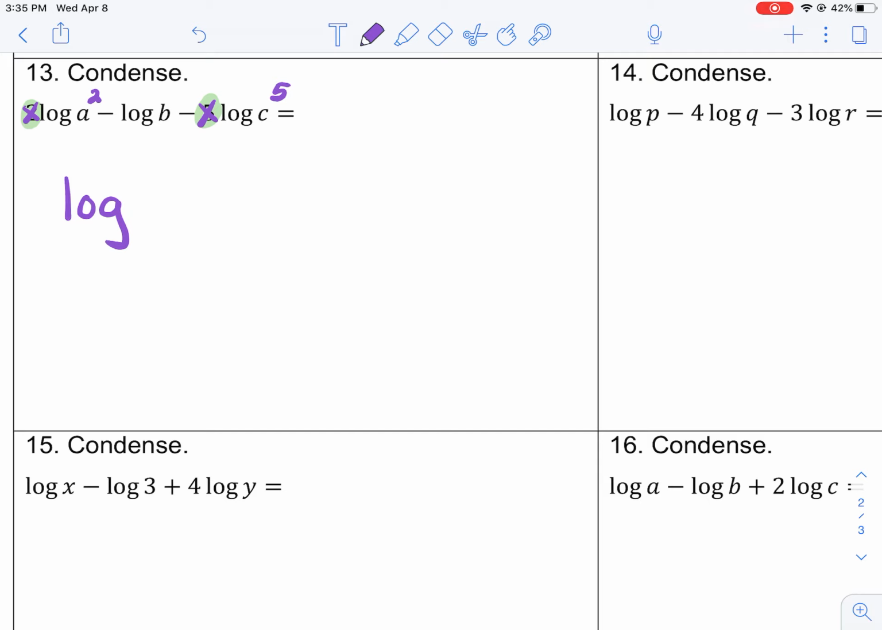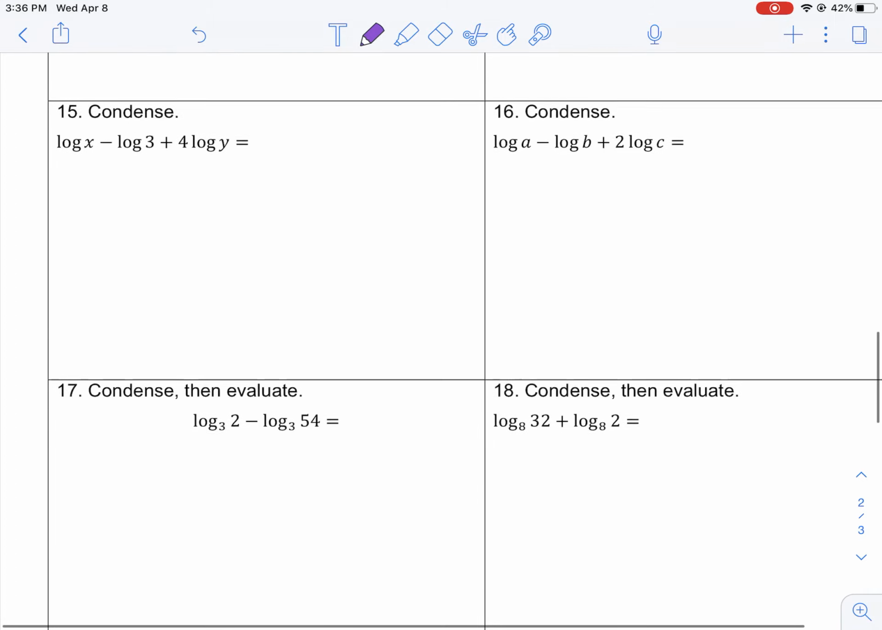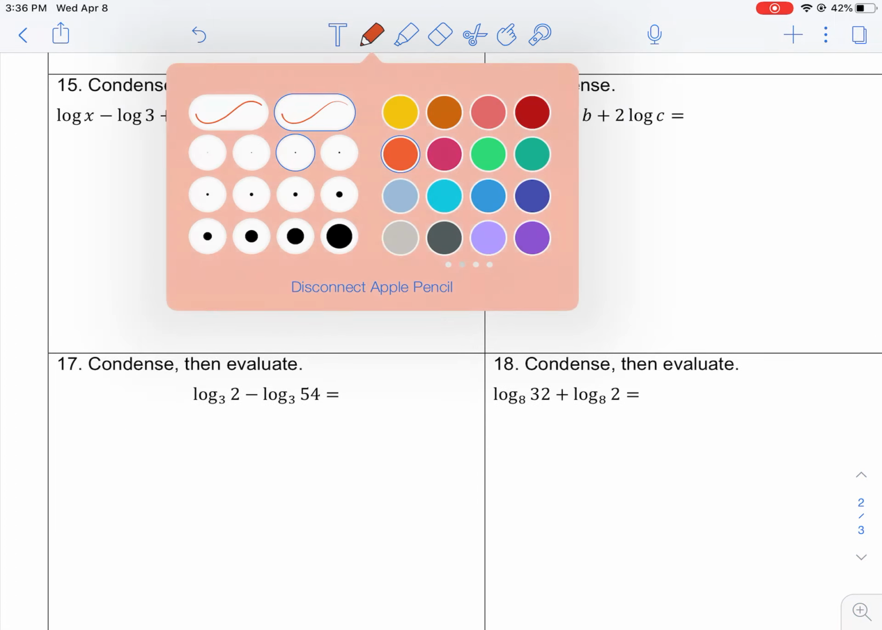Okay, so I have log, my base is 10, so I don't have to write a base. Now the a squared goes on the top, and then anything that has subtraction goes on the bottom. So I'm going to put a squared over, okay, b has a minus sign in front of it, so the b goes on the bottom. And then the c to the 5th is also going to go on the bottom. Okay, and that's because there's a minus sign. So you're really dividing by b, and you're dividing by c to the 5th. All right, so go ahead and try the next one. Couple more here.